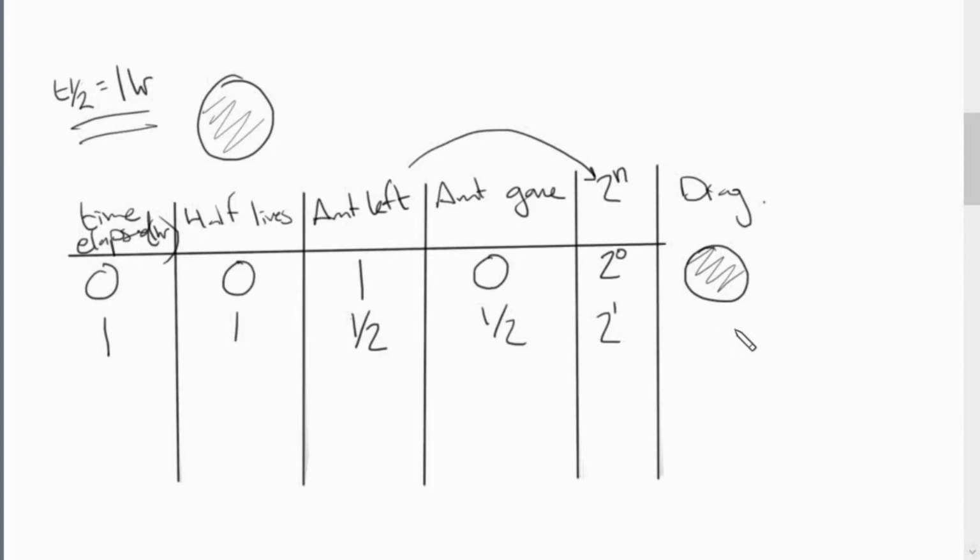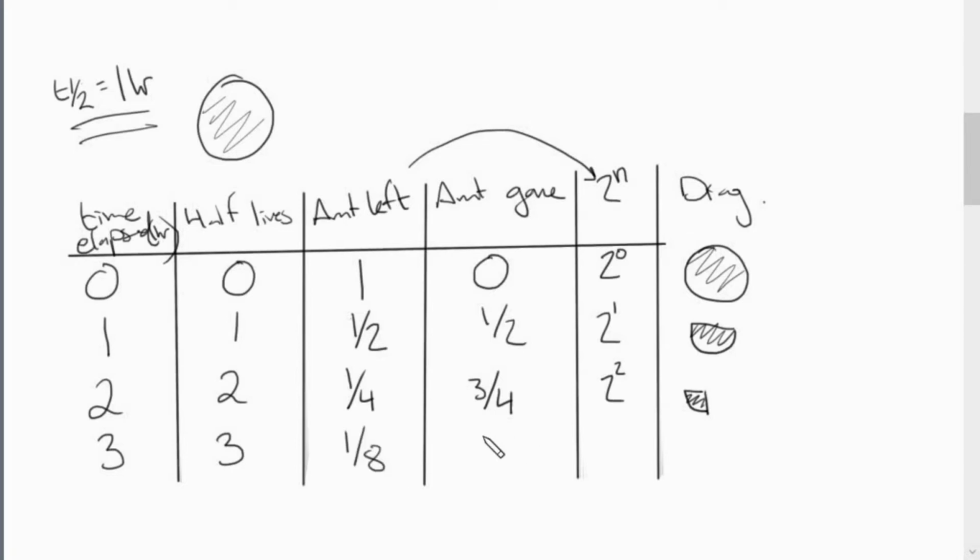And how much will be left? Half of it. Does this make sense? Then say 2 hours have gone. With 2 hours, how many half-lives have gone? Two. Really simple. So 1/4 is left. How much is gone? 3/4 is gone. So this is 2 to the power 2, and this is basically 1/4. Then say 3 half-lives, which is 3 hours. Amount left 1/8. Amount gone 7/8. And this is basically 2 to the power 3.